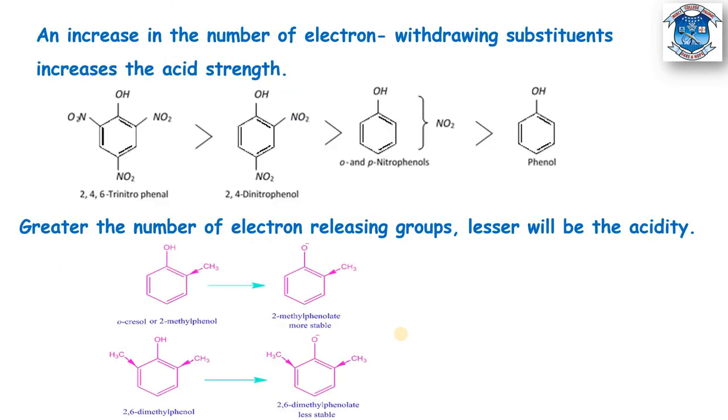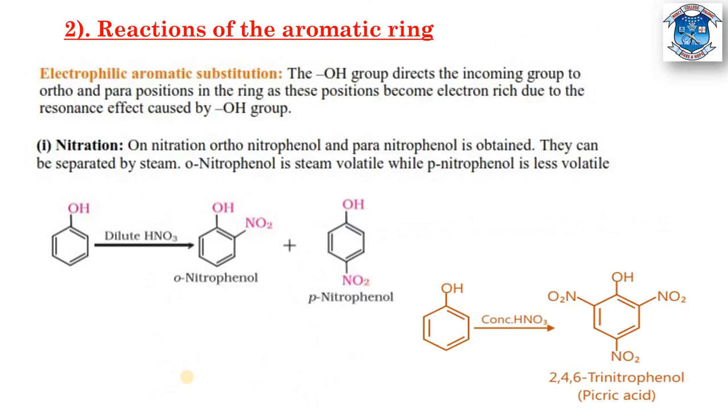If the number of electron withdrawing groups increases, then the acid strength of the phenols also increases. For example, 2,4,6-trinitrophenol is more acidic than 2,4-dinitrophenol, which is more acidic than ortho or para-nitrophenols, which is more acidic than phenol. On the contrary, when the number of electron releasing groups increases, lesser will be the acidity. Ortho-cresol or 2-methylphenol will be more acidic than 2,6-dimethylphenol.